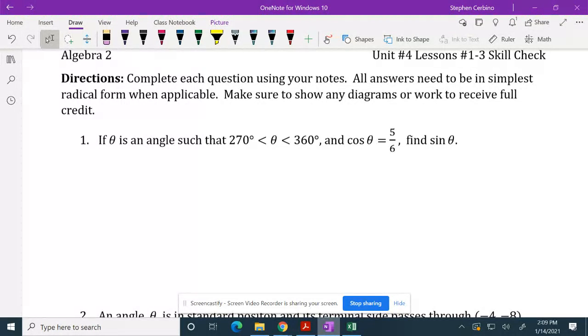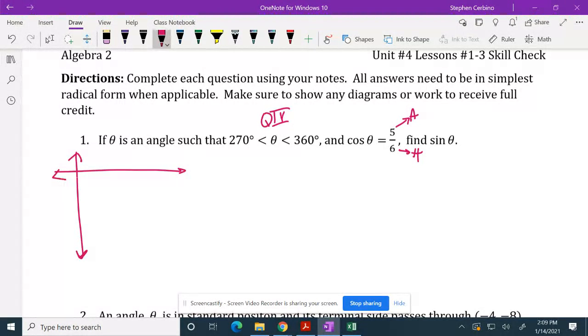So for the first question, it tells us that we have an angle such that it falls between 270 and 360. This tells you what quadrant you're in. You're in quadrant 4. It also tells you the cosine value is 5/6. That tells me the adjacent side and the hypotenuse side of my triangle. So let's draw a quadrant 4 angle. So I have this quadrant 4 triangle. The adjacent side is 5. The hypotenuse side is 6.